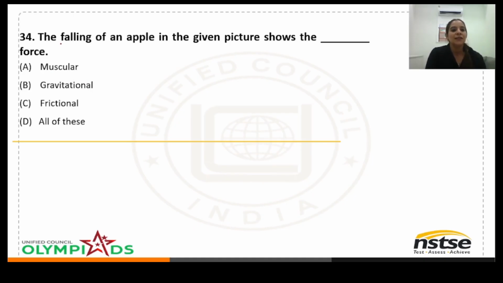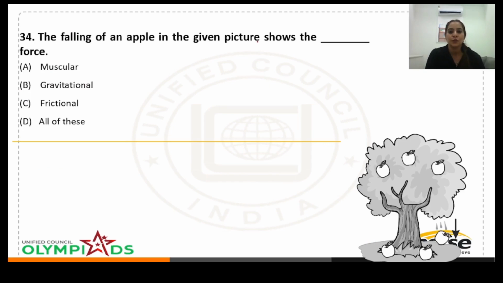Okay, another question says, the falling of an apple in the given picture shows the dash force. So here is a picture. You can see that the apple is falling down. We know that whenever we throw anything, it goes down towards the earth. Like if I throw this pen, it will go down. It will not move in any other direction. Now, why does everything that falls go down? Why does it ultimately reach the earth? Let me tell you, this is because of gravity.